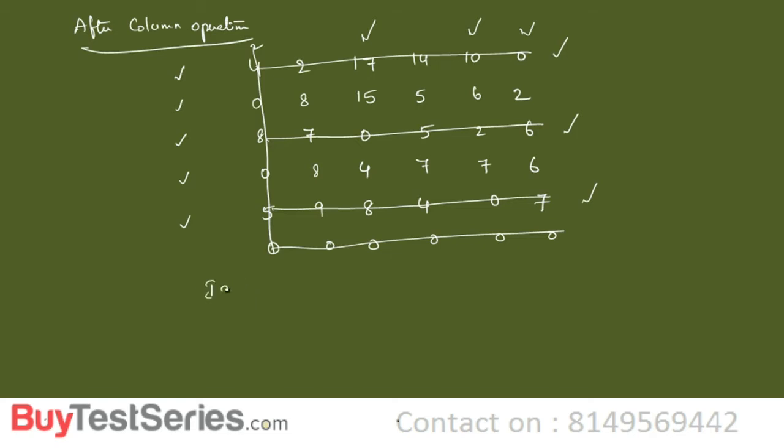Routine check. What is that? Is number of lines equal to order of the matrix?